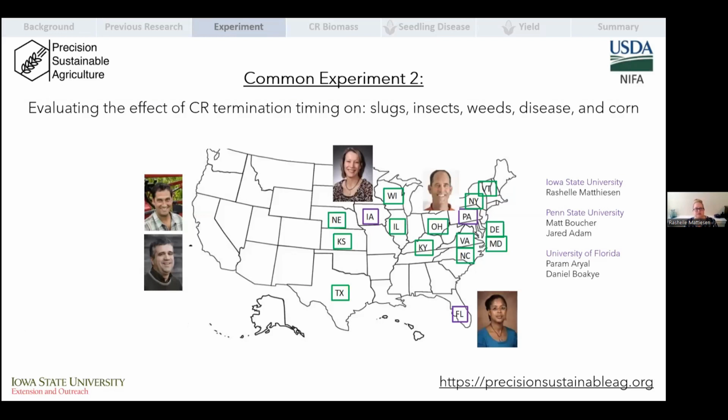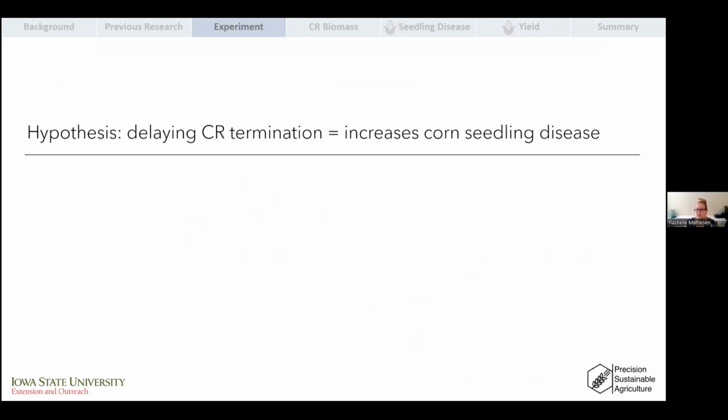So that leads me to the experiment that I'm going to be talking about today, that is funded by the USDA NIFA and is the Precision Sustainable Agriculture project. If you would like more information, there's a website, precisionsustainableag.org. So Common Experiment 2 is just one experiment in a huge project of this PSA. In this Common Experiment 2, we were looking at termination timing of the cereal rye and the effect on slugs, insects, weeds, disease, corn yield, and cereal rye biomass. What I'm going to be talking about today, though, is just the disease and corn yield.